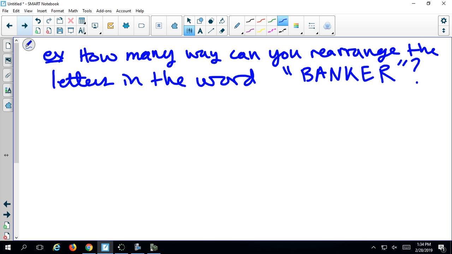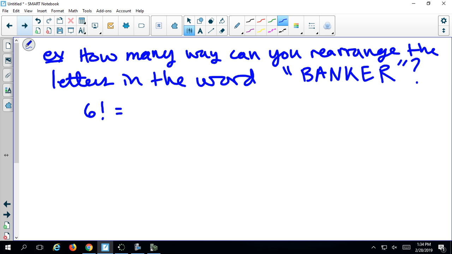So we're rearranging things, right? And how many letters are there? 6. Are they all different? Right, so it says n unique things, different things, right? They have to all be unique. There's only one B, there's only one A, there's only one N. So it's just 6 factorial.